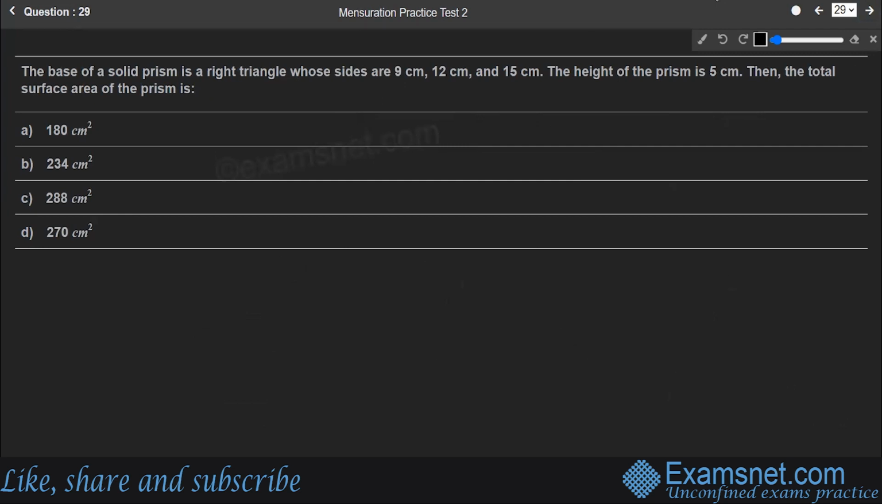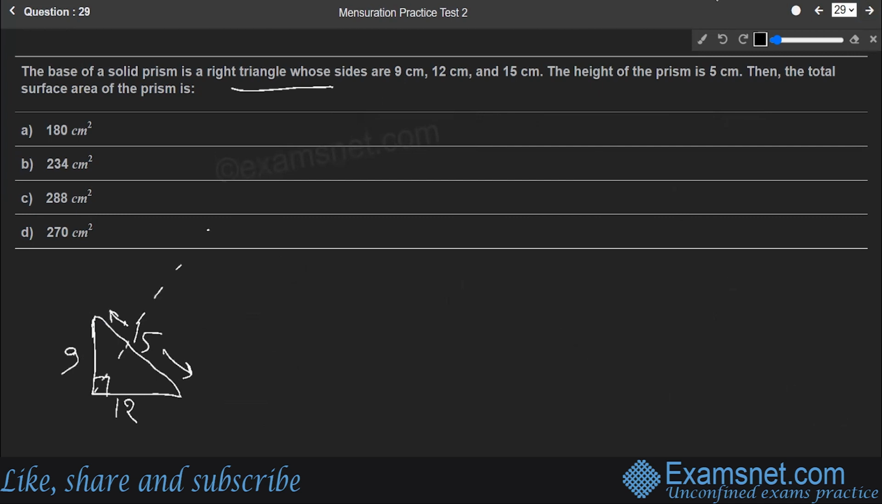Now, the base of a solid prism is a right triangle. Let's draw it like that. This is the base, and the sides are 9, 12, and 15. Obviously 9 and 12 will be the other sides, and 15, the largest side, will be the hypotenuse. The height of the prism is 5 centimeters.